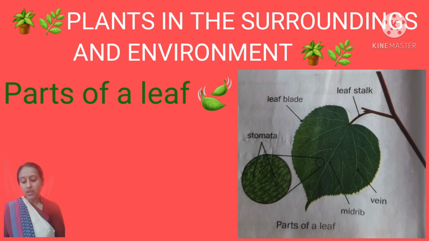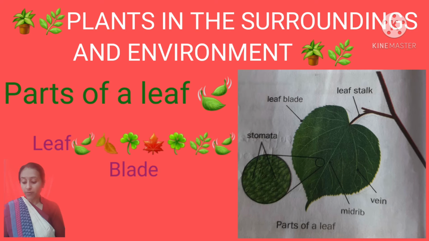Okay. Leaves appear green. What is the reason for this? Due to chlorophyll. Due to the presence of a green substance called chlorophyll, which helps them absorb sunlight, and sunlight is used for the process of photosynthesis so that they make their food. The second part is the leaf blade. The flat part of the leaf is known as leaf blade or lamina.